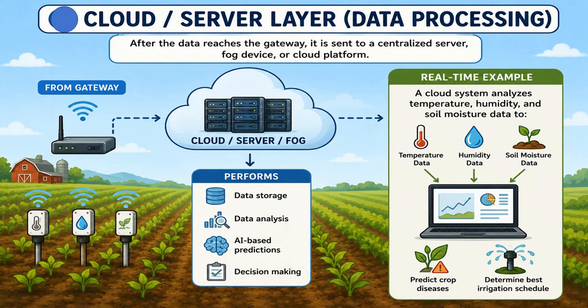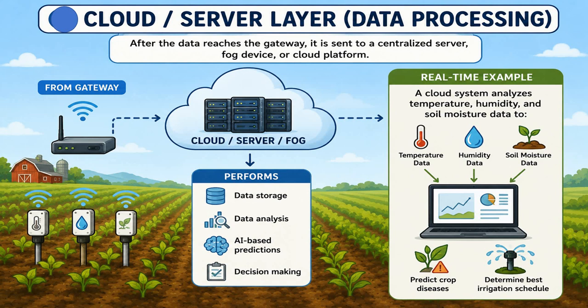Then comes the cloud or the server layer, which is used for data processing. So here, after the sensor data is collected and transmitted through the communication layer, okay, it reaches the centralized server or the fog device or the cloud platform. And this layer is often called the brain of the smart farming system, because it processes and analyzes all the collected information.